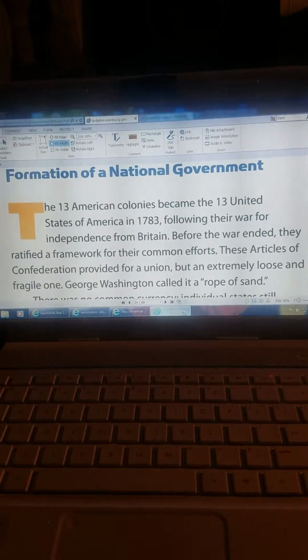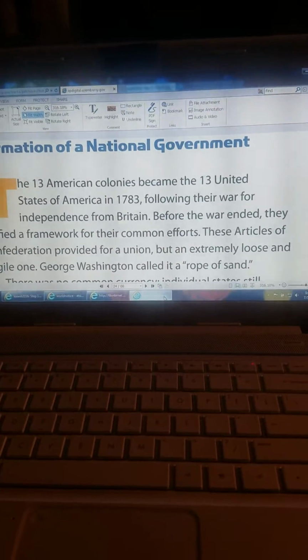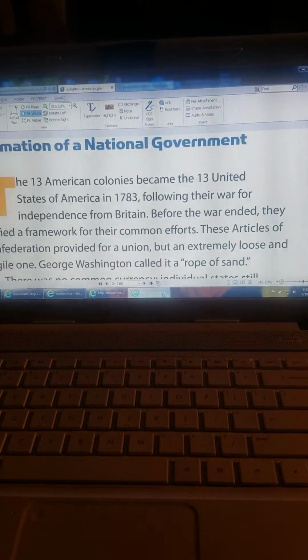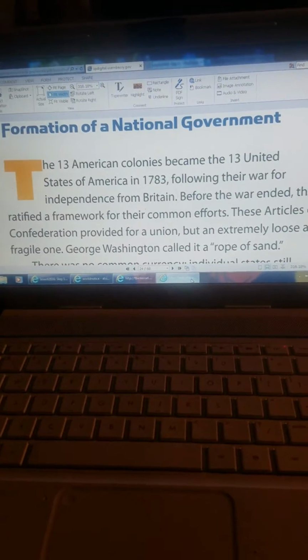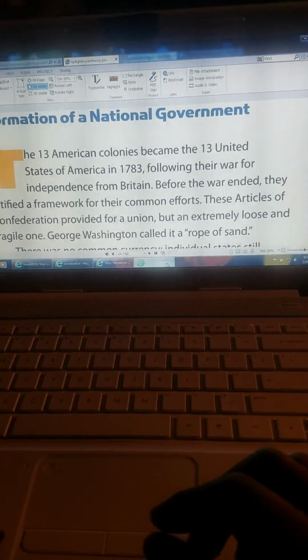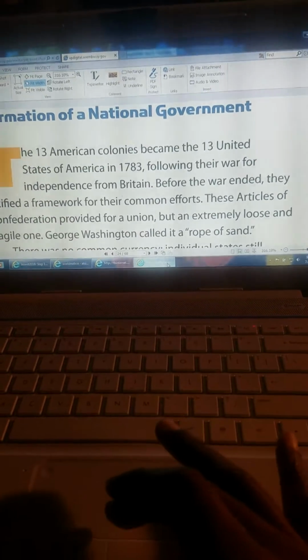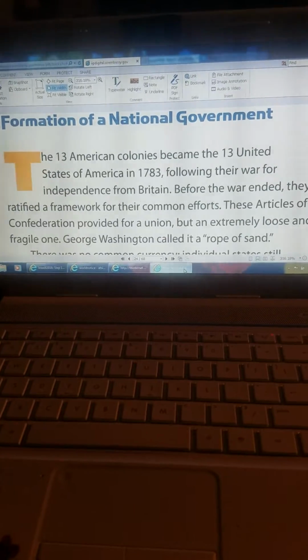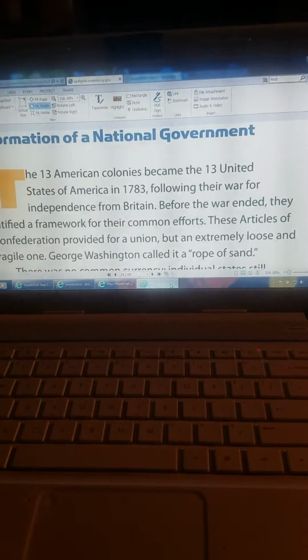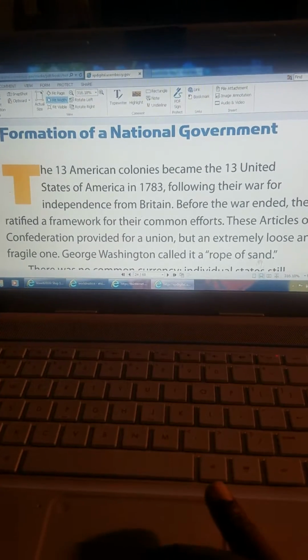Okay, so this is the formation of a national government. The 13 American colonies became the 13 United States of America in 1783 following their war for independence from Britain. Before the war ended, they ratified a framework for their common efforts. These Articles of Confederation provided a union, but an extremely loose and fragile one. George Washington called it a rope of sand.